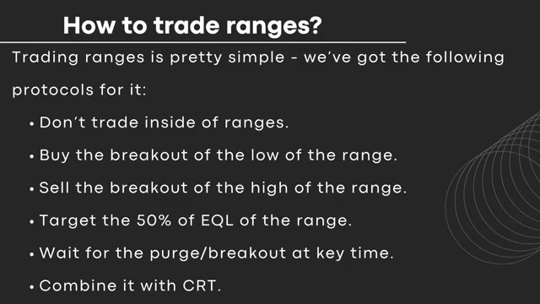And last but not least, combine it with CRT. And what I mean by that is when you're looking for the purge of the range to trade, more often than not, you're going to find that there is always a CRT at the top or the bottom of the purge, and you can trade that CRT in the lower time frame, and that will provide you with the highest probability entries, right? These sort of CRTs are always high probability and work best, right? So combine ranges with CRT.